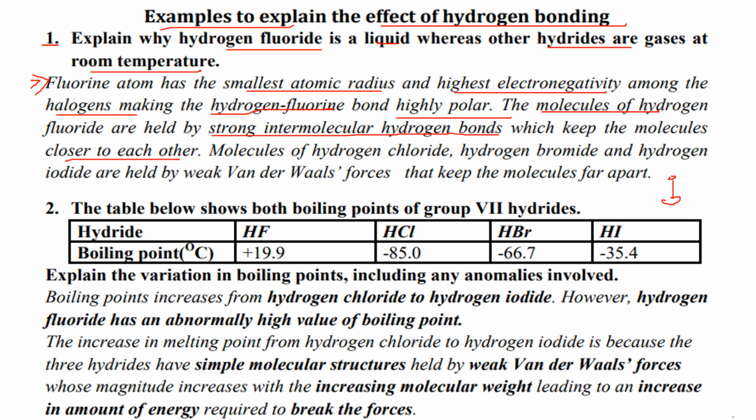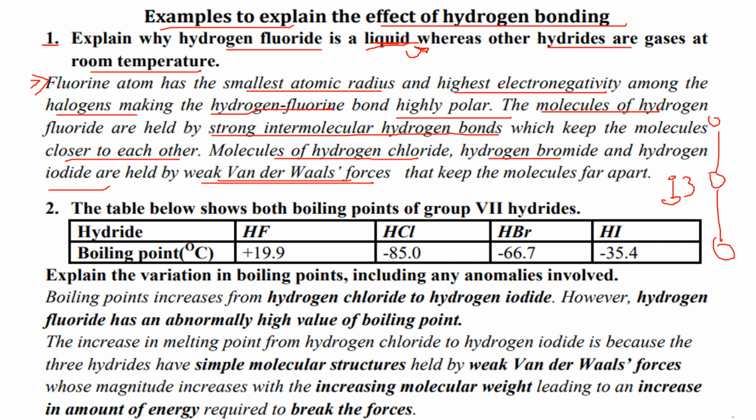Remember that most covalent compounds exist either as liquids or as gases. Those which have relatively stronger forces of attraction exist as liquids, and those that have weaker forces of attraction exist as gases. Whereas molecules of hydrogen chloride, hydrogen bromide, and hydrogen iodide are held by weak van der Waals forces of attraction, and these weak forces are not strong enough to keep the molecules close to one another, but keep them a bit distant from each other.